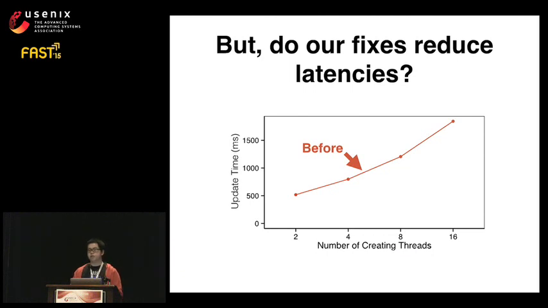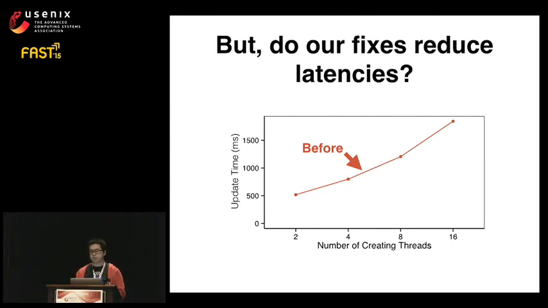To find out, we use multiple threads to create 10 files. Each of the files is 64 kilobytes, and the files are highly fragmented because of the schedule dependency. After the files are created, we measure the time to update these files. And this figure shows the result.